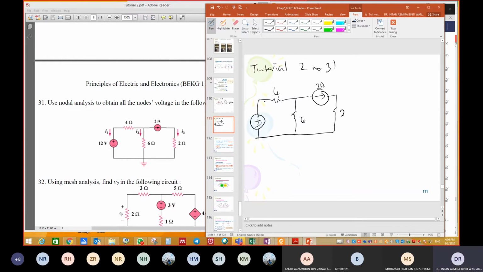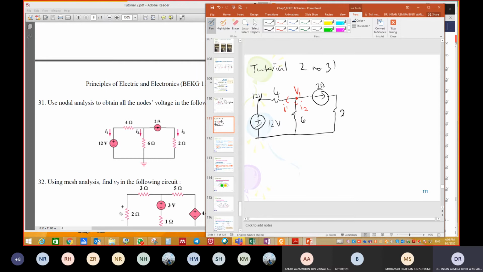Okay, so this is I1. This is I2. Okay, this is 2 amp. Okay, so we only have one node here. Okay, so here is 12 volt, meaning that this is 12 volts.